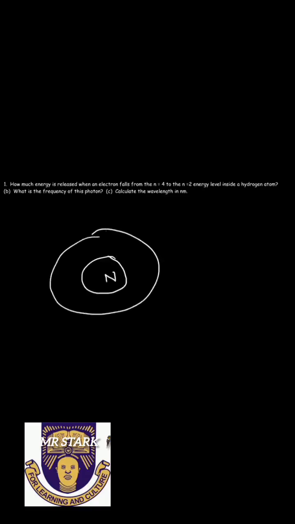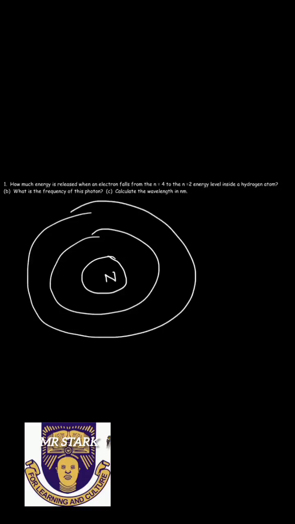In this video, I'm going to focus on Bohr's model of the atom. Now, he proposed that the electrons move around the nucleus in circular orbits. So let's say this is the nucleus, and so this is the first energy level, this is the second, this is the third, and so forth.